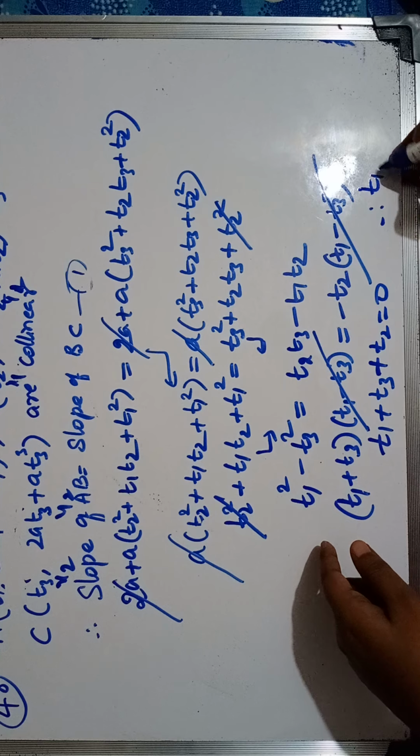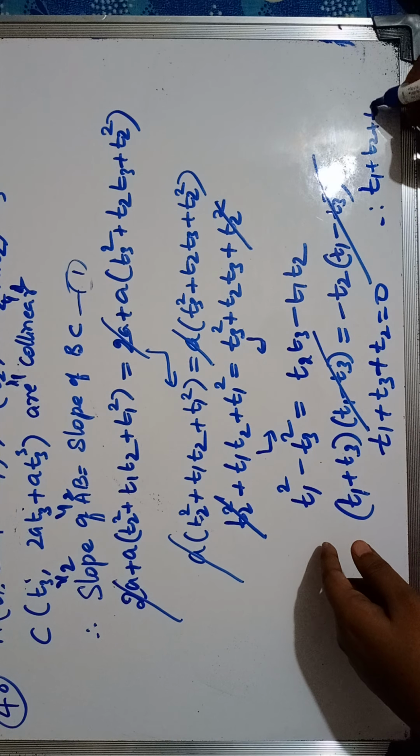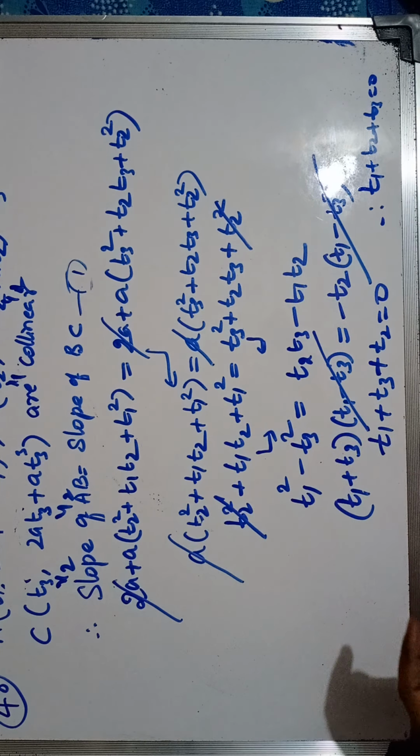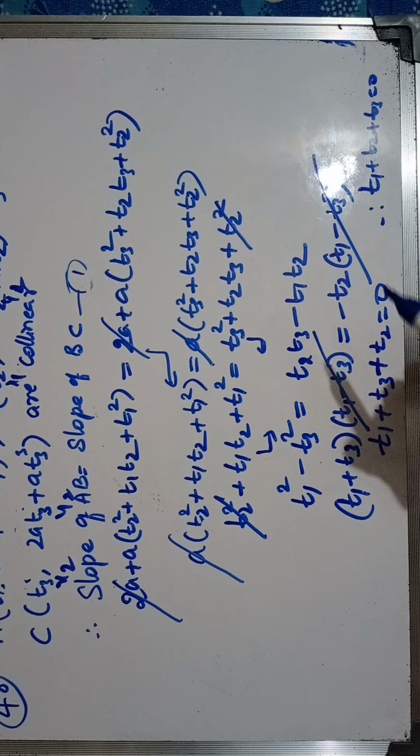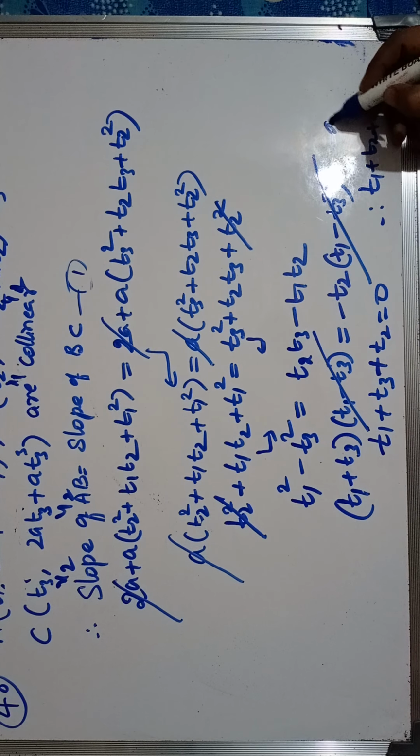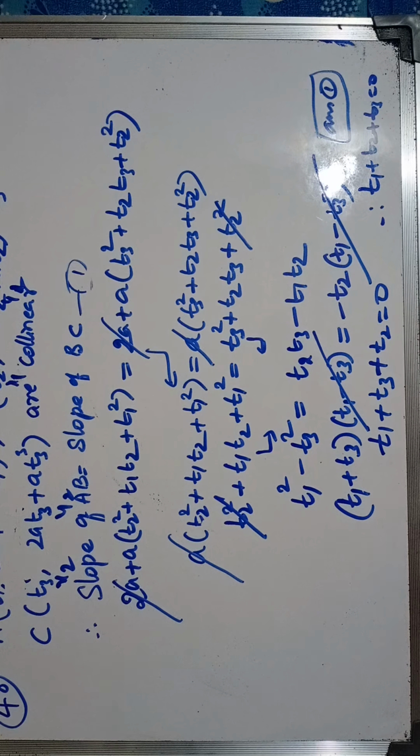Therefore finally t1 plus t2 plus t3 is equal to 0 is the required answer, which is nothing but our first option. The answer is option 1, t1 plus t2 plus t3 is equal to 0. Hope you have understood this.